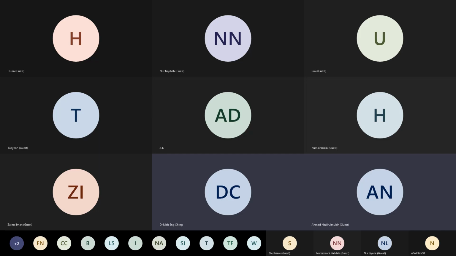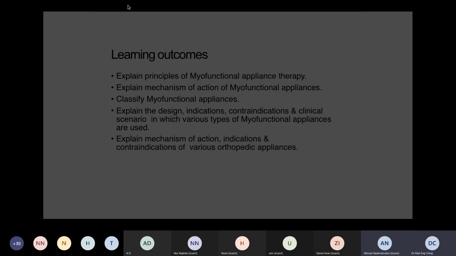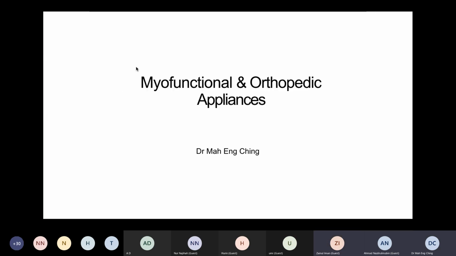Shall we start? Can you see my screen? Okay, so if at any point you cannot hear me well or the slide is not moving, then you let me know, okay?